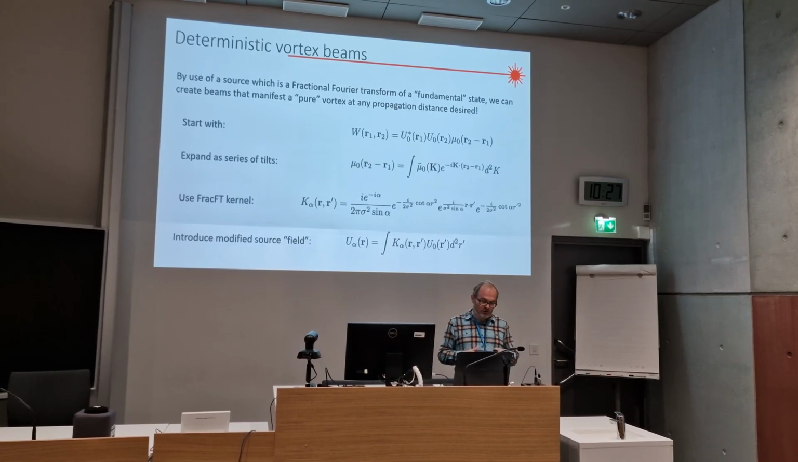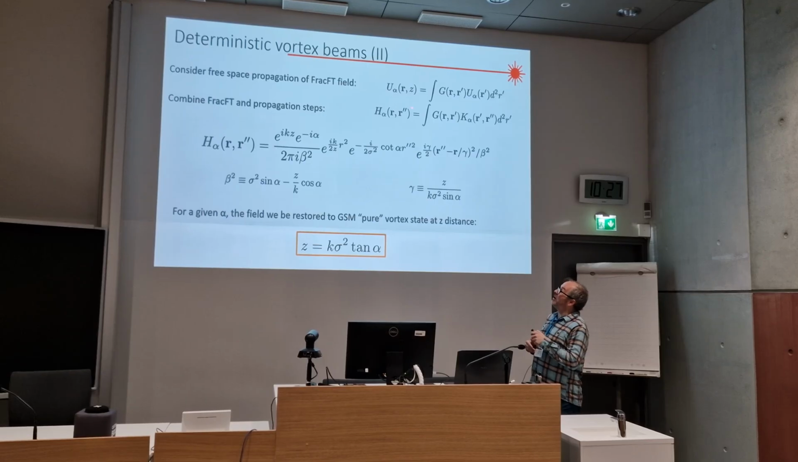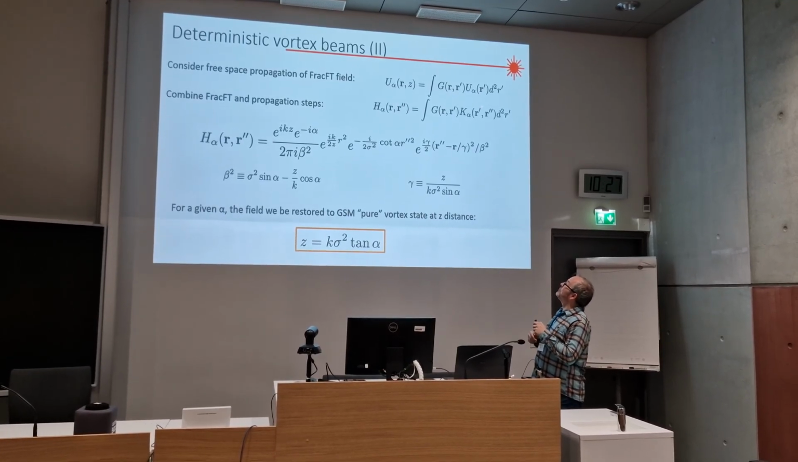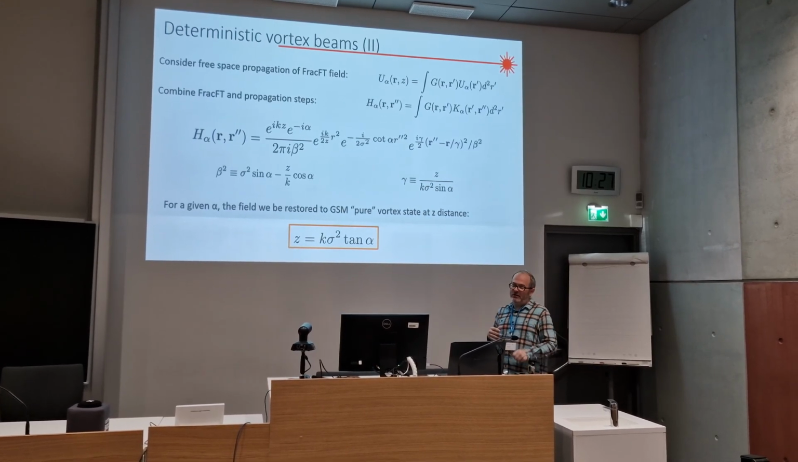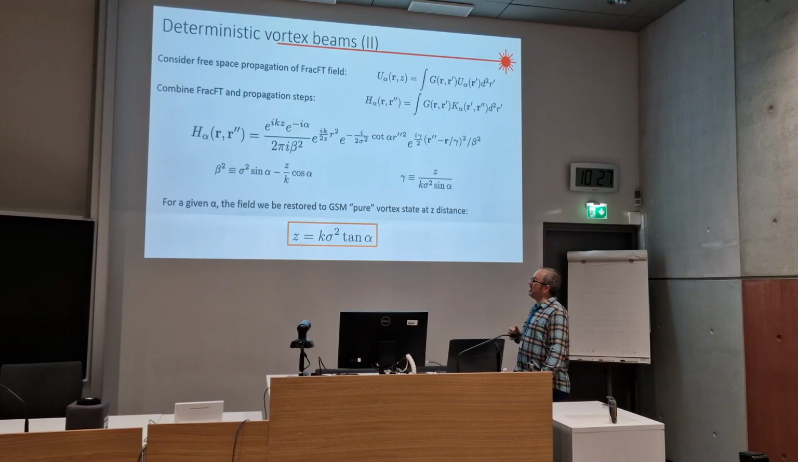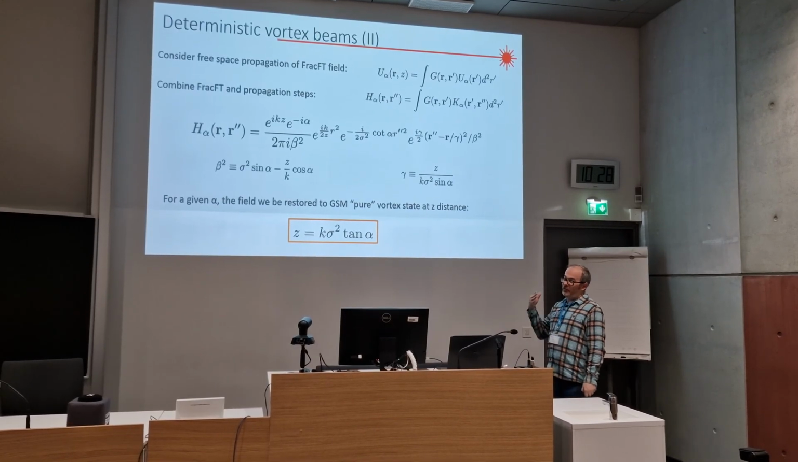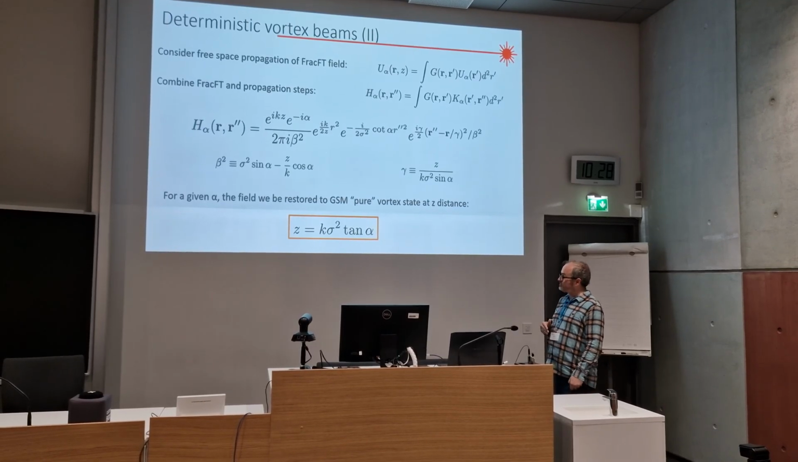And then for mathematical purposes, it's very nice to say, well, let's just free space propagate each of those source fields first, and then we can do the final integral, the ensemble average at the end, to find out the cross-spectral density. So we can find the cross-spectral density at the source and at any propagation distance.